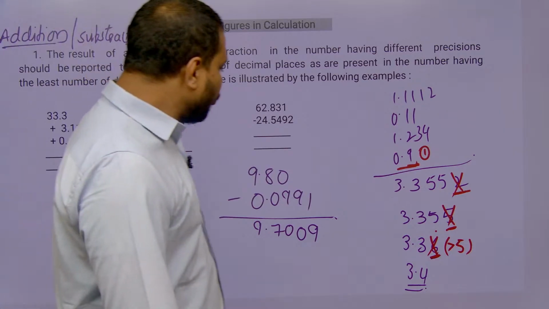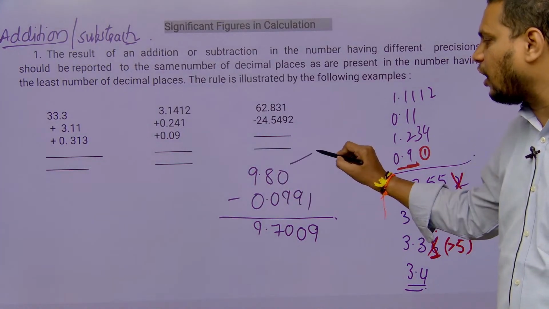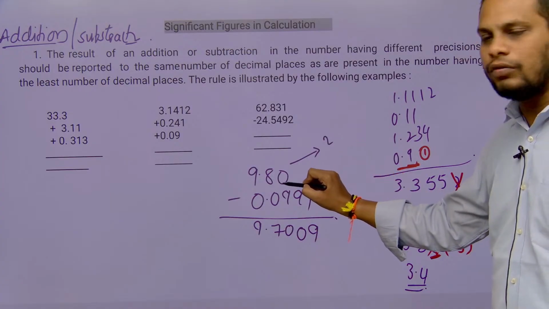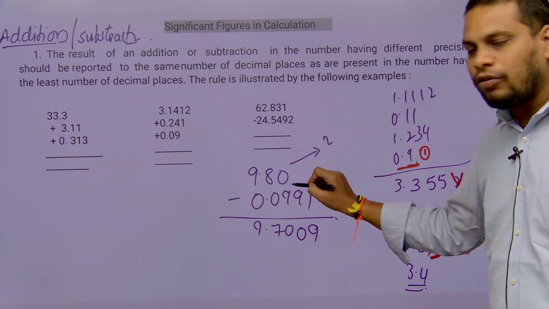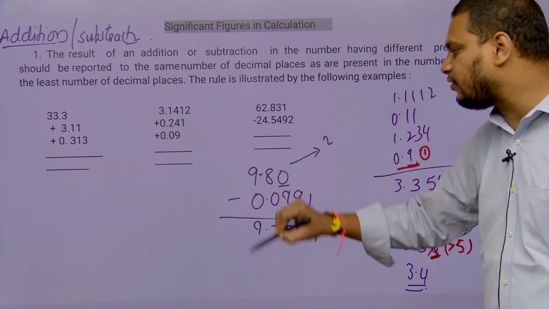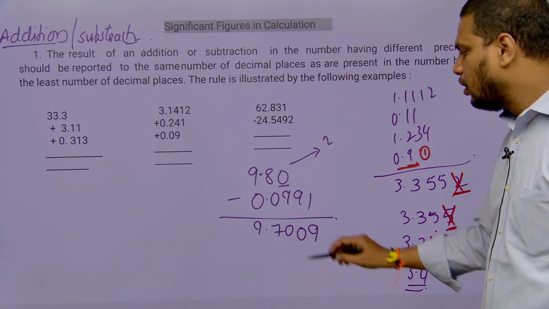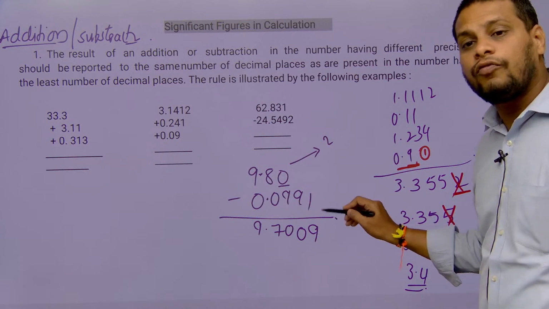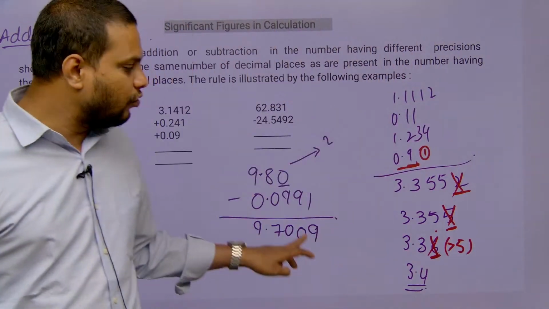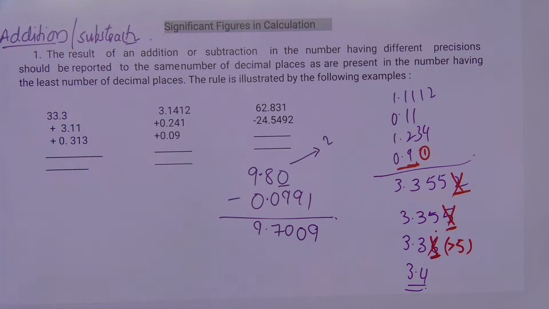But if you see the first data, how many least decimal digits are there? 2. This 0 also we have to count, right? Why do we have to count this 0? Trailing 0 with decimal. We have to count even that. Here how many decimals are there? 4 decimal digits. Here how many decimal digits are there? 4 decimal digits. So the final answer will be adjusted to 2 decimal digits.